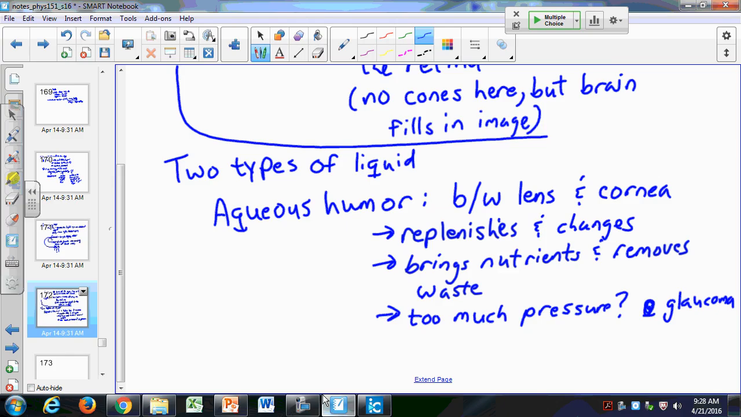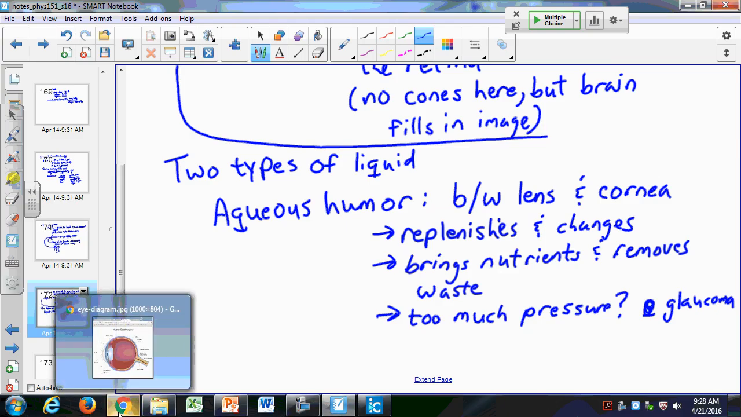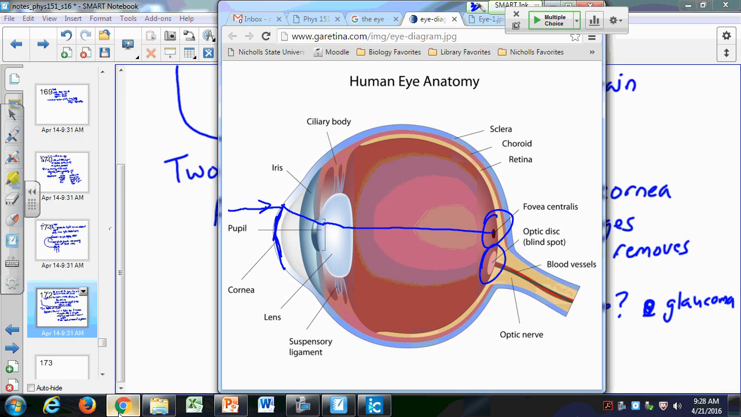Alright, so that's the aqueous humor. Let me show you on that picture again. It's between the lens and the cornea. So if I'm looking at this picture, that aqueous humor is between the lens and the cornea. It's going to be right here. That's my aqueous humor in between the lens and the cornea.